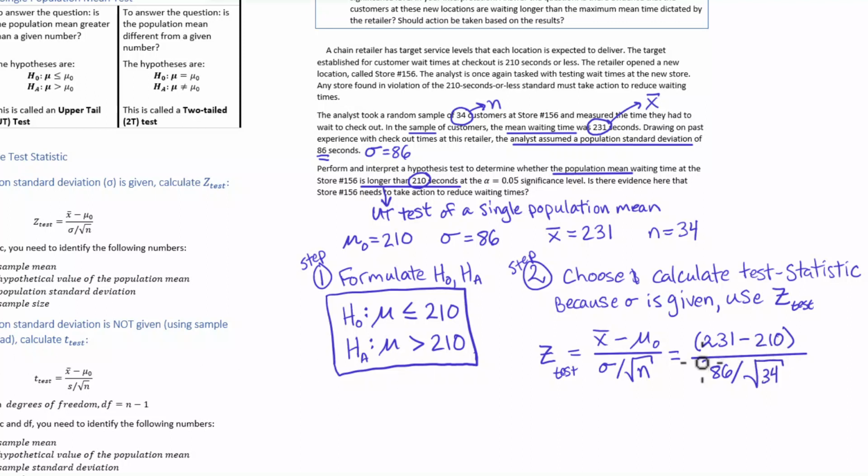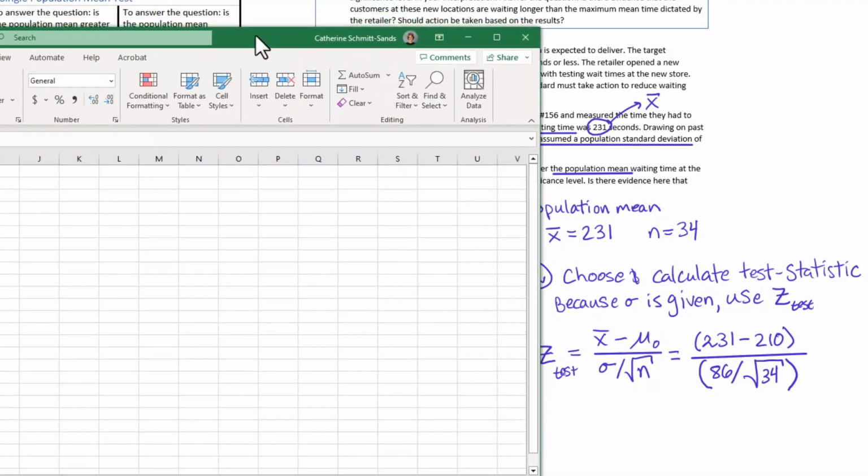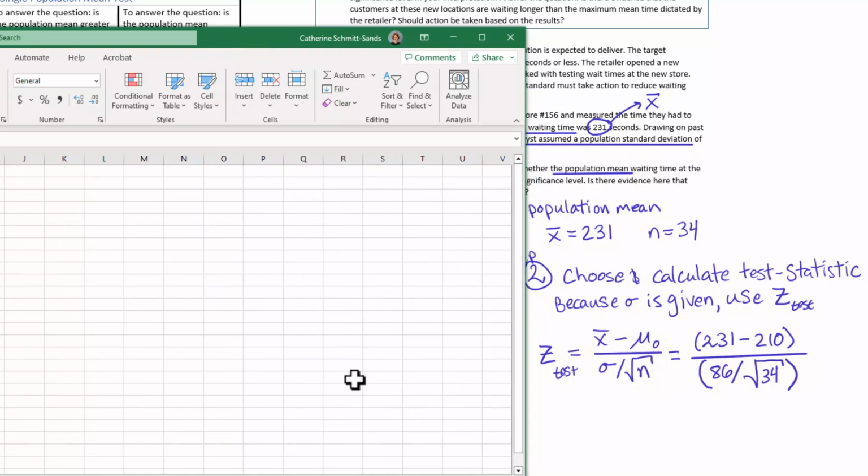We're going to calculate this in Excel. And in order for it to calculate correctly, we have to put parentheses around the top and around the bottom of this fraction so that the subtraction on top will be done first and everything will stay in order. So in Excel, it would be equal sign, open parentheses, 231 minus 210, close parentheses, divided by, open parentheses, 86, divide, square root, SQRT, open parentheses, 34, close parentheses, close parentheses.